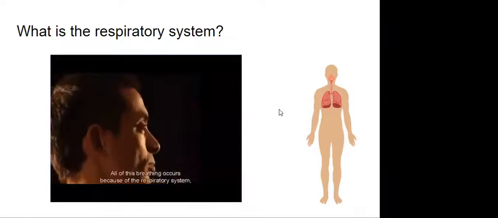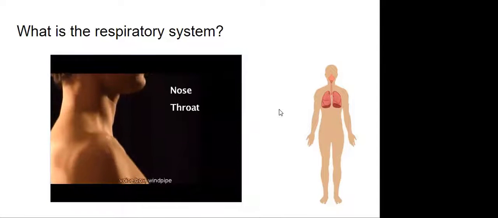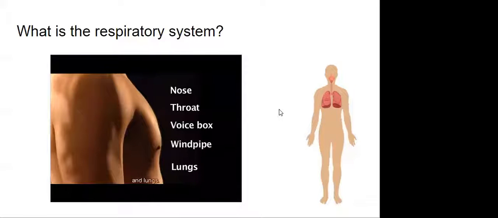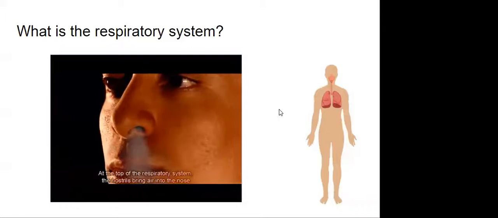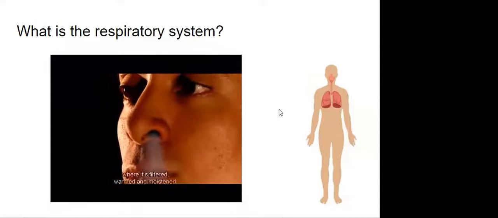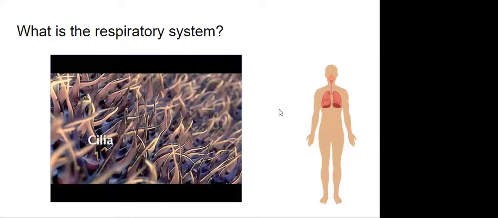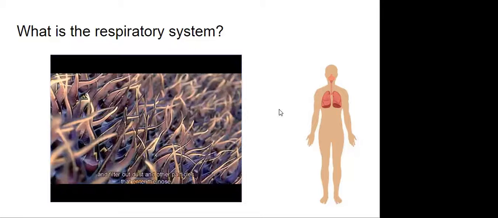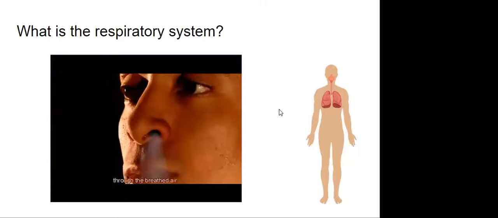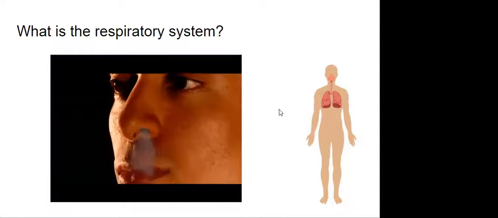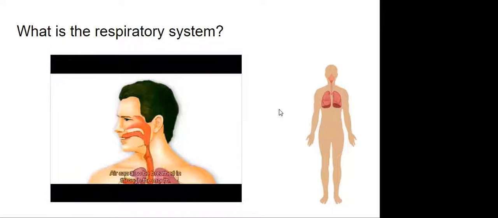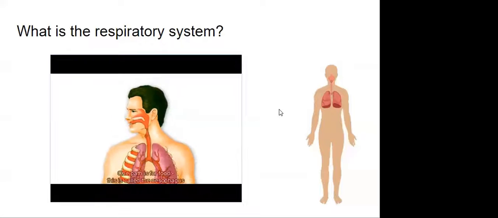All of this breathing occurs because of the respiratory system, which includes the nose, throat, voice box, windpipe, and lungs. At the top of the respiratory system, the nostrils bring air into the nose, where it's filtered, warmed, and moistened. Tiny hairs called cilia protect the nasal passageways and other parts of the respiratory tract and filter out dust and other particles that enter the nose through the breathed air. Air can also be breathed in through the mouth. The two airways of the nose and mouth meet up at the pharynx, which is located at the back of the throat. The pharynx carries both food and air and is used for digestion and respiration.